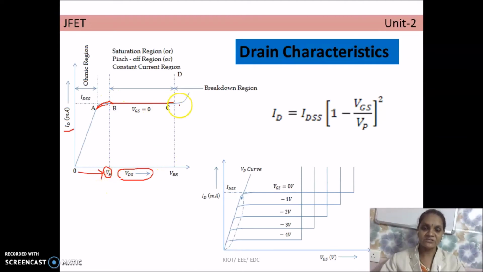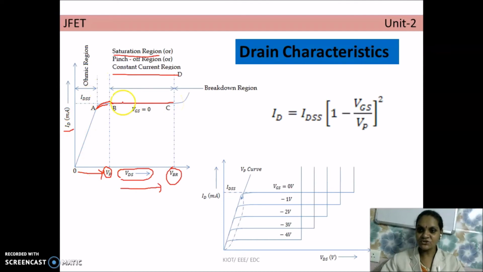And this continues for some particular value of VDS, and after one particular voltage of VDS, the current flowing through the FET drastically increases, and this is said to be the breakdown region. Before this breakdown, the region is called the saturation region or pinch off region or constant current region, because in this region the drain current is assumed to remain constant.